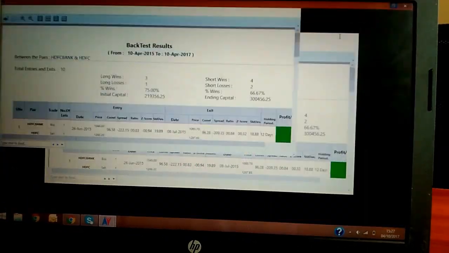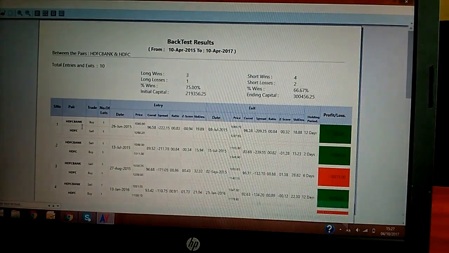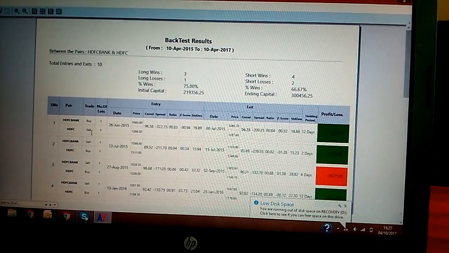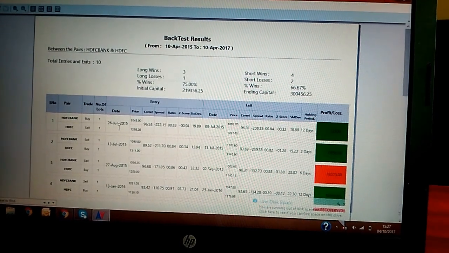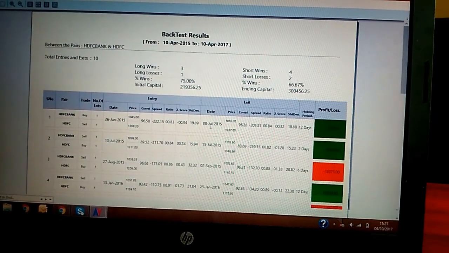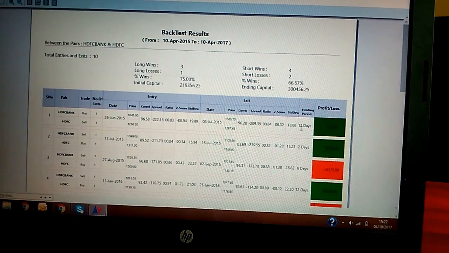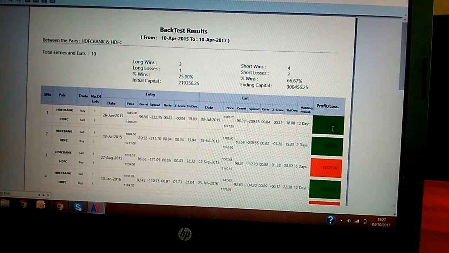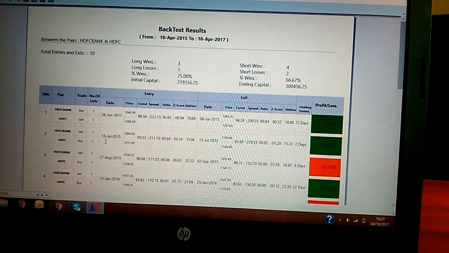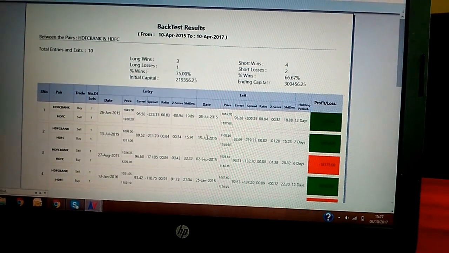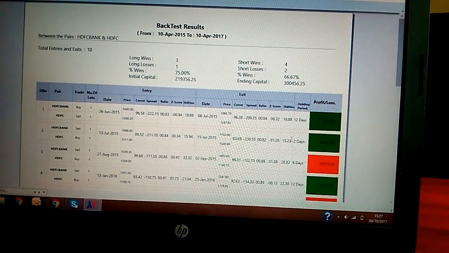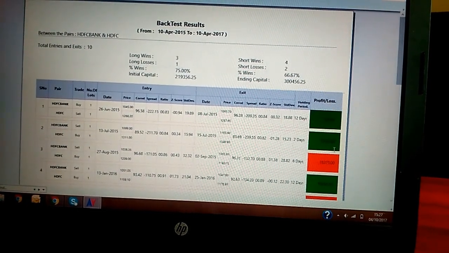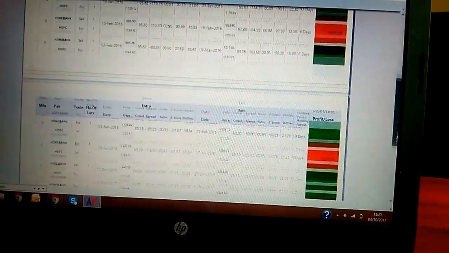It will show you 2 years backtest data for HDFC Bank. It says buy HDFC Bank and sell HDFC. The trade started on 26 June 2015 and lasted till 8 July 2015, so the holding period is 12 days. It ended in a profit of 325. The second trade started on 13 July 2015 and lasted till 15 July 2015. It was there for 2 days with a profit of 15,350. Like that, you can see 2 years data.